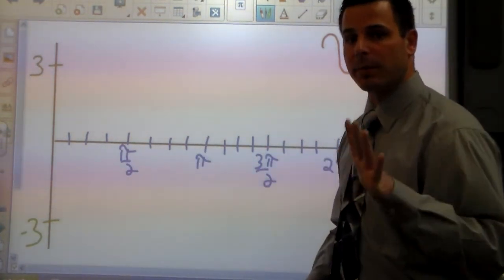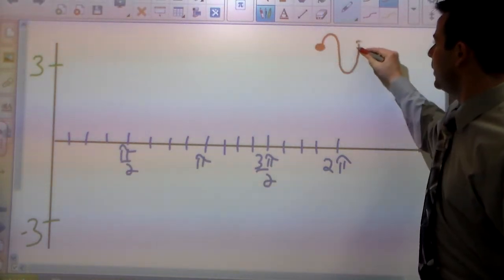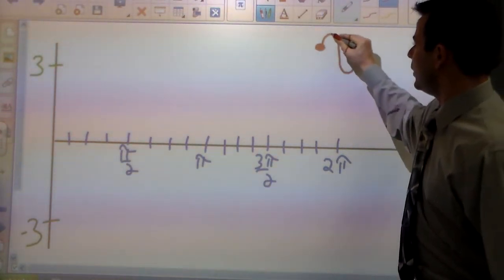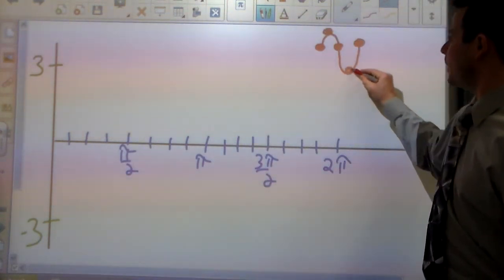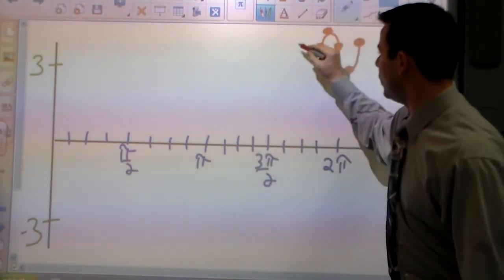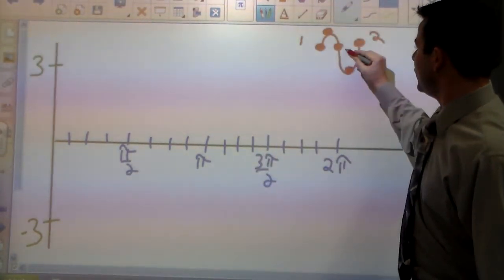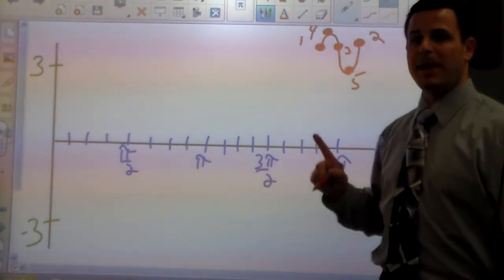There are 5 ordered pairs per cycle. The beginning, the end, the middle, the maximum value, and the minimum value. And plot them in that order. So I'm going to number them for you. 1, 2, 3, 4, 5. Plot them in that order.